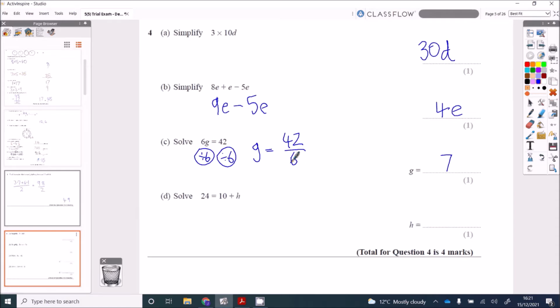And part D, well, again, you might just be able to do this by sight. 10 plus what gives you 24? Well, that's 14. But if you can't see that by sight, just sort of work your way there. 10 plus h is h plus 10. How do we undo a plussing of 10? We take away 10 from both sides. 24 take away 10 is 14. 14 equals h. h equals 14.